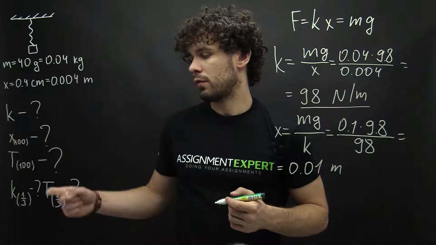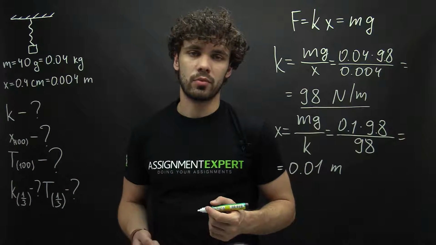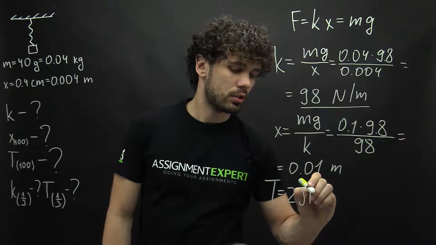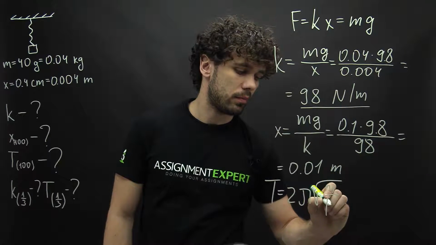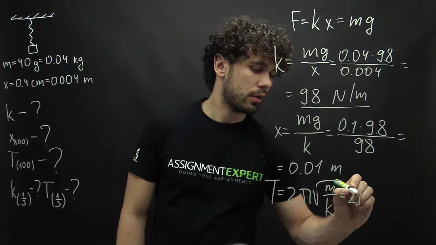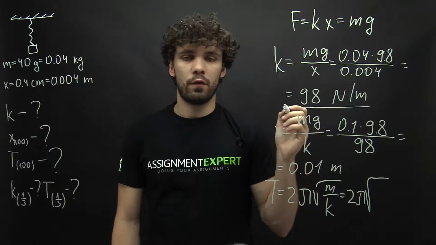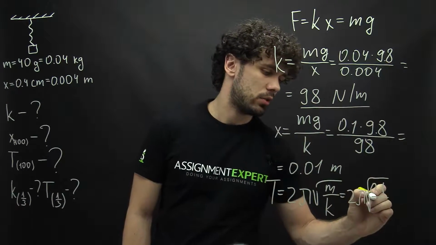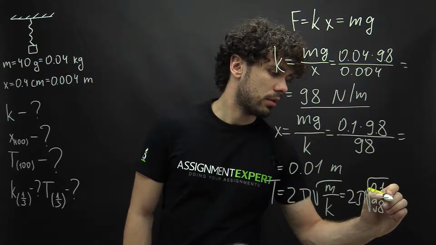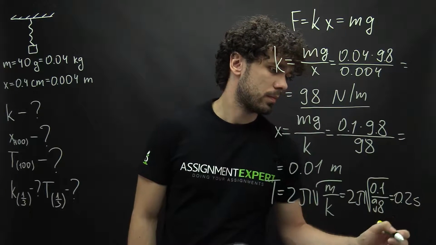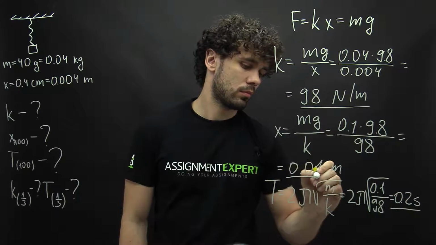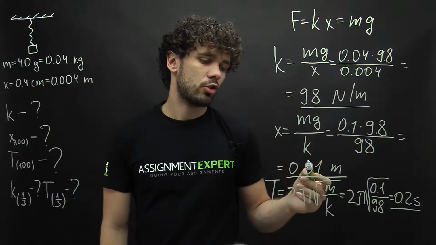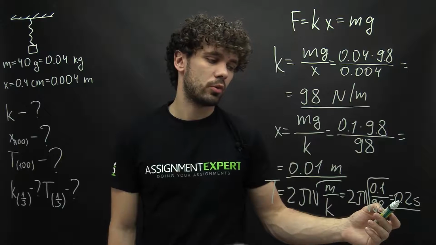Now our next task is to find the oscillation period with the load of 100 grams. For that we have the period formula: T equals 2 pi times the square root of m over k. And this is 2 pi times the square root of 0.1 divided by 98. And this gives us 0.2 seconds. So our first three tasks are complete. Here we have the spring constant, the extension under 100 grams, and the oscillation period with 100 grams.